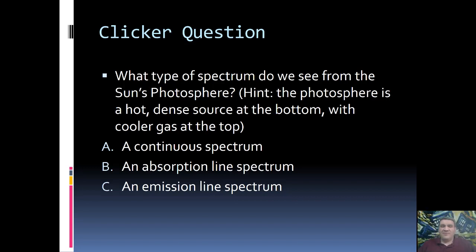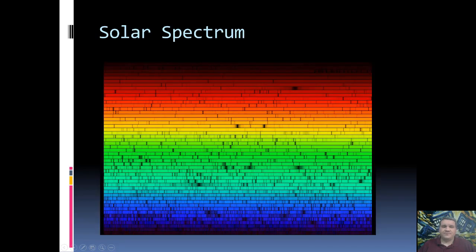So what type of spectrum do we expect from the photosphere? If it's hot and dense on bottom, then it's probably going to give off a continuous spectrum. But as that continuous spectrum then goes through a layer of cooler gas, the cooler gas is going to absorb some of that light. So the answer is B. We'll actually expect an absorption line spectrum from the photosphere.